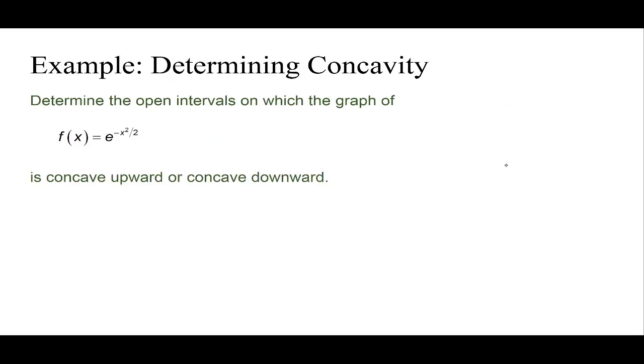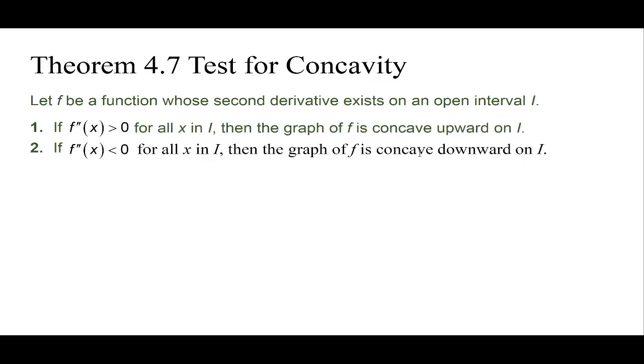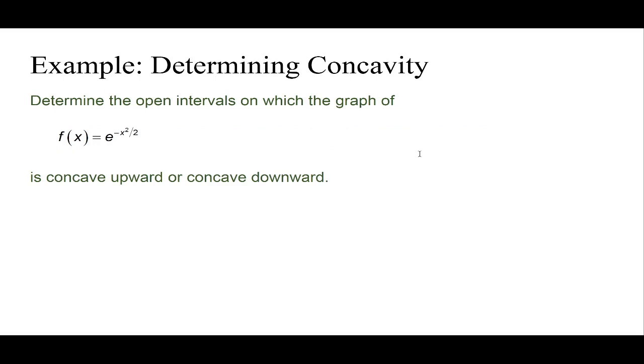Let's say one example: determine the open intervals on which the graph of f of x equals e to the power negative x squared over 2 is concave upward or concave downward. We use this theorem. We need to find the second derivative, and this is an exponential function, so we should use the derivative of the exponential function.